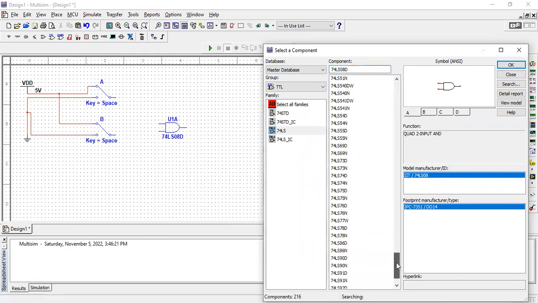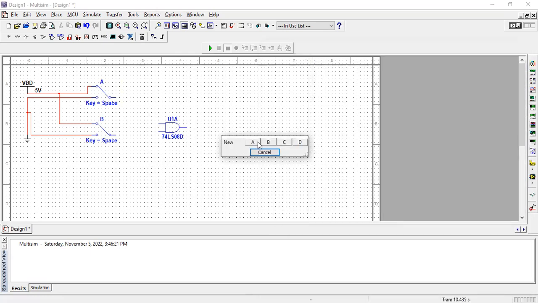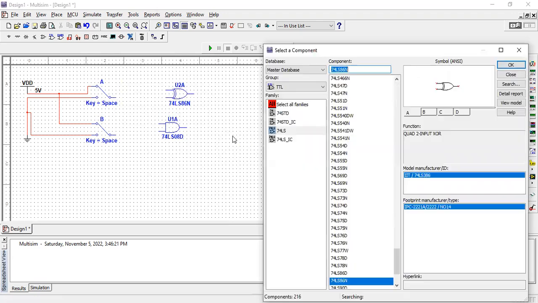The exclusive OR gate is available in the bottom portion of this selection of the 74LS family of logic gates. So the next step is that I need to find the exclusive OR gate. You can see that this is the exclusive OR gate. So I'm going to place it over here. So now I have just completed my collection of both logic gates, that is the AND gate and the exclusive OR gate.